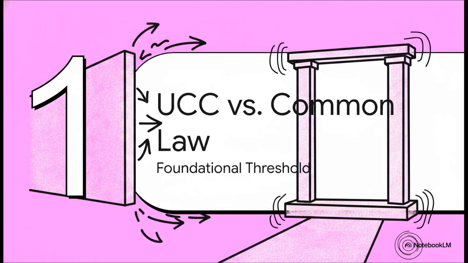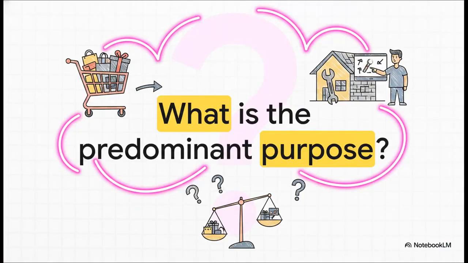Section 1, UCC versus common law, the foundational threshold. We have to start here, because if you mess up the governing law on page 1, the rest of your analysis is going to be completely wrong. So you're reading a fact pattern, and you see a mixed contract. It involves both goods and services. Stop right there. The absolute first question that should be flashing in neon lights in your brain is, what is the predominant purpose? Basically, what's the main, essential reason these two parties even made this deal? Are they mostly buying a physical good, or are they mostly hiring someone for a service?